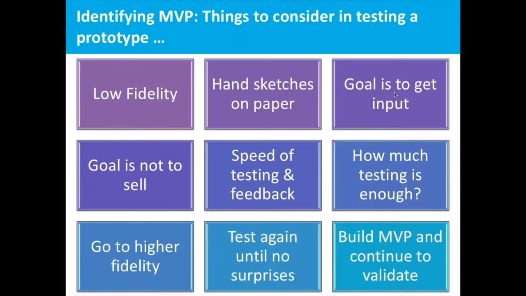The point when you are not getting any newer insight, when you talk to a newer set of customers and show them, that's when you know that you actually got most of the feedback that you need to get, right? And once you are at that point, go to higher fidelity, right? From paper sketch, go to wireframes if it is a software product, right? Test again, until there are no surprises, and then build the MVP. Build the MVP and continue to validate with the market. Introduce it to a few strategic customers, and then continue to validate, right? So these are the best practices for really identifying the MVP.